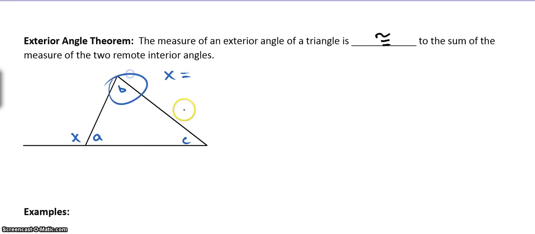The two remote interior angles are the two interior angles that are not adjacent to my x. So it's B and C. So it's saying that the one on the outside is equal to the sum of the two on the inside that aren't adjacent to my angle. Now, that's the theorem as it states, but let's go ahead and explain why this exactly works.